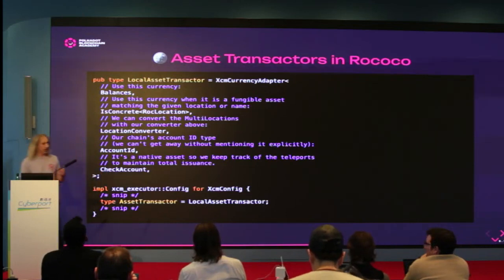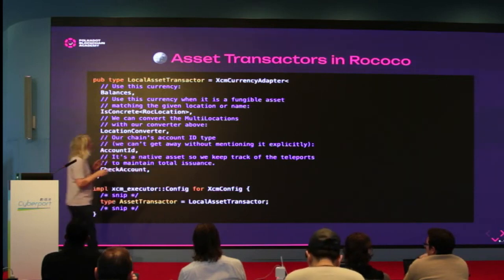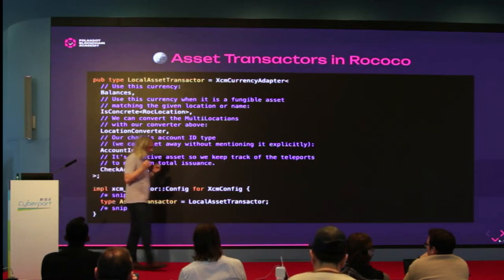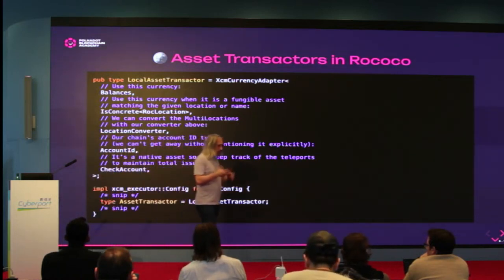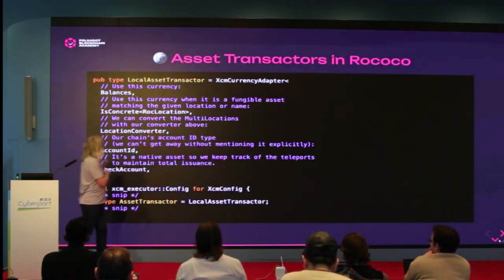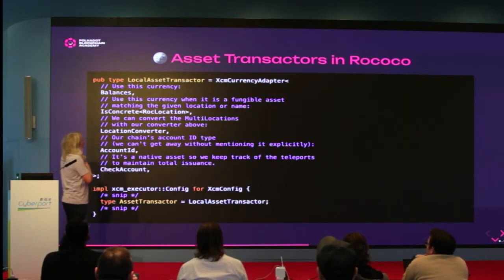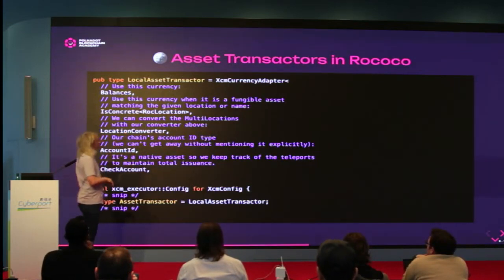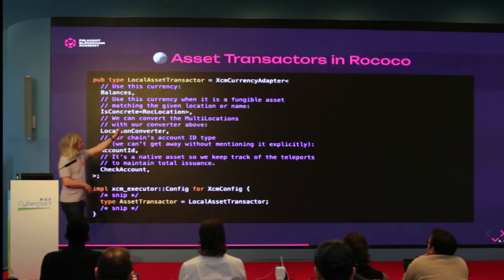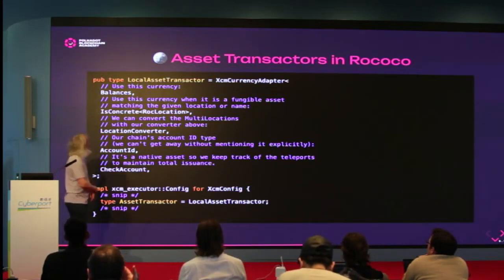Next thing, asset transactors. This is how we saw an example in the previous module, how to take an asset coming in and do something with a pallet on our chain, on Rococo. This is using an older chain. Newer things have come about in the last year or so. It's using the currency adapter. We now have the fungible adapter and fungibles adapter. Similar stuff happens with the fungibles adapter, but don't use the currency adapter for new code.